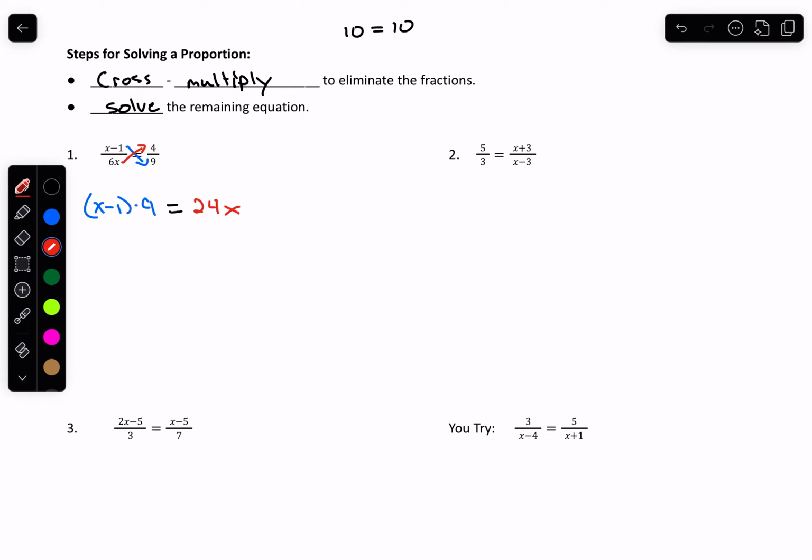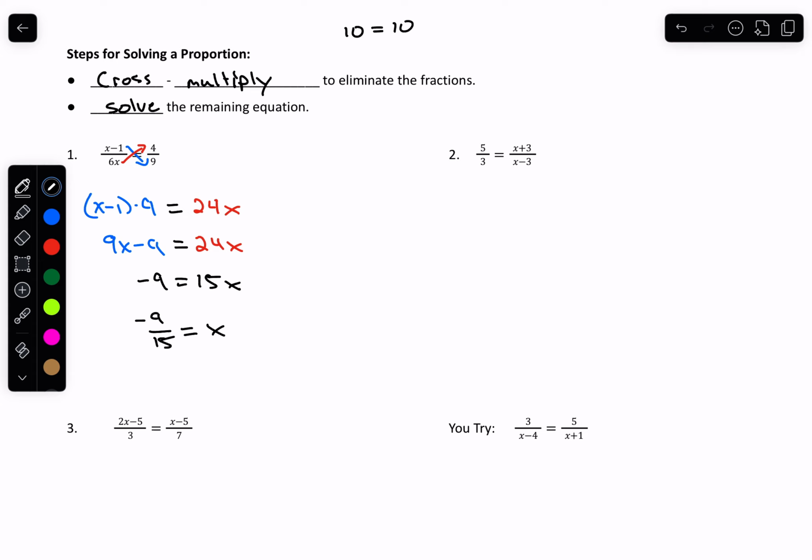So now we're going to distribute the x minus 1 times 9 to get 9x minus 9. So we now have 9x minus 9 equals 24x. And we can go ahead and solve this like any other equation, where if I move the 9x to the right, we're going to have negative 9. If I subtract the 9x over, equals 15x. And then if I divide both sides by 15, negative 9 over 15 is going to be equal to x.